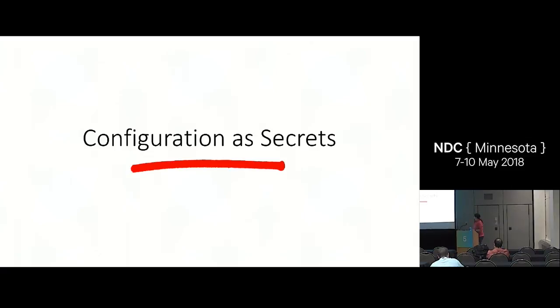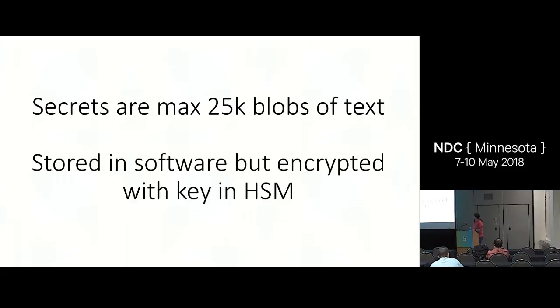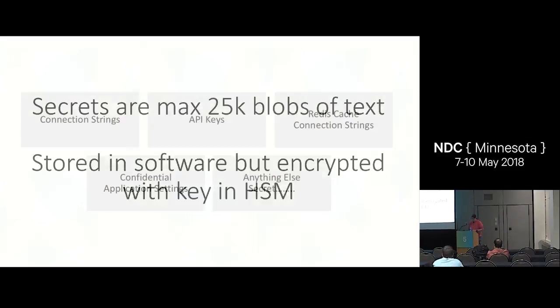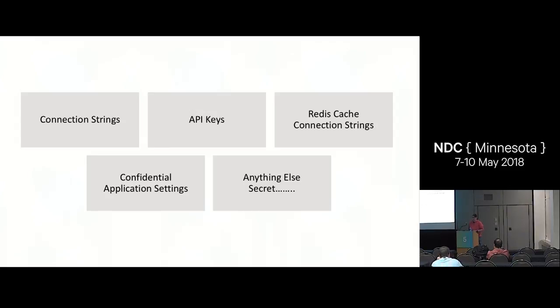So configuration as secrets. As we said, you can store secrets in the Key Vault. They are a maximum of 25k blobs of text, and these are stored in software, but they're encrypted using a master key on the HSM. Typical things you might want to store as secrets are connection strings, API keys to third-party systems, Redis cache connection strings, something I've used before, and just anything that you don't really want to expose to anyone. The sort of things you sometimes panic about and go through GitHub trying to delete. Those sorts of secrets from config files.